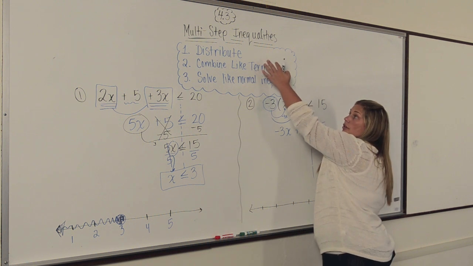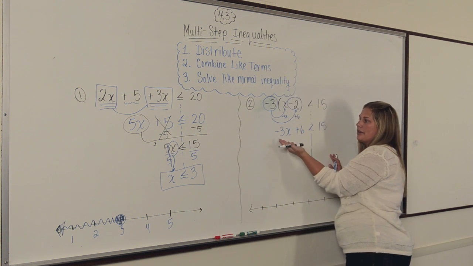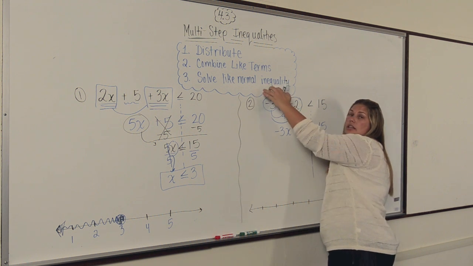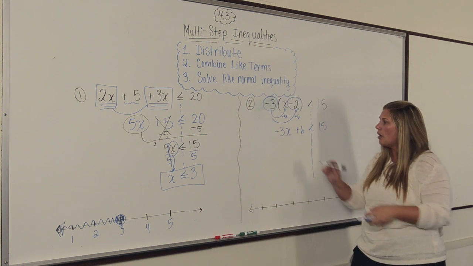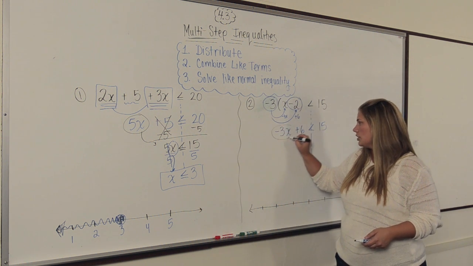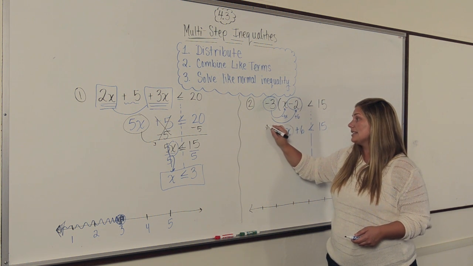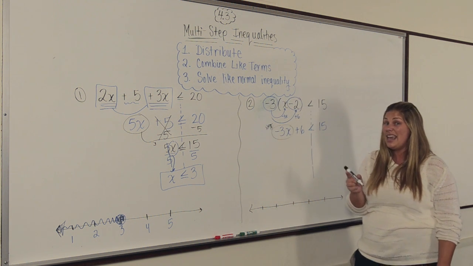Once you distribute, you should be combining like terms. Well, I don't even have any like terms to combine, so I can go straight to solving the inequality. I'm going to circle the x with its best friend, and in this case, my best friend is negative.